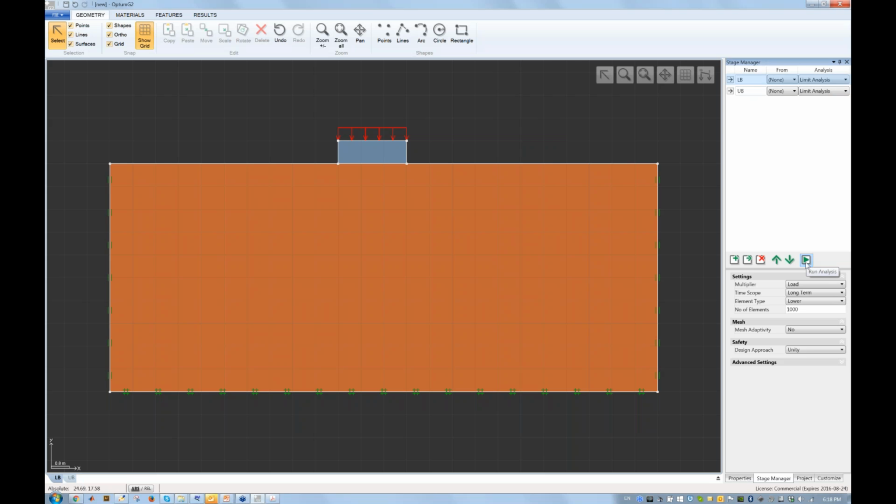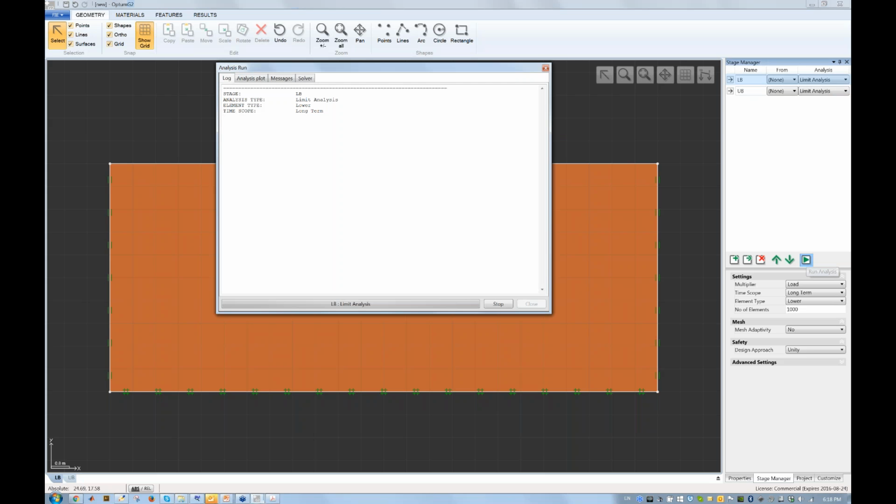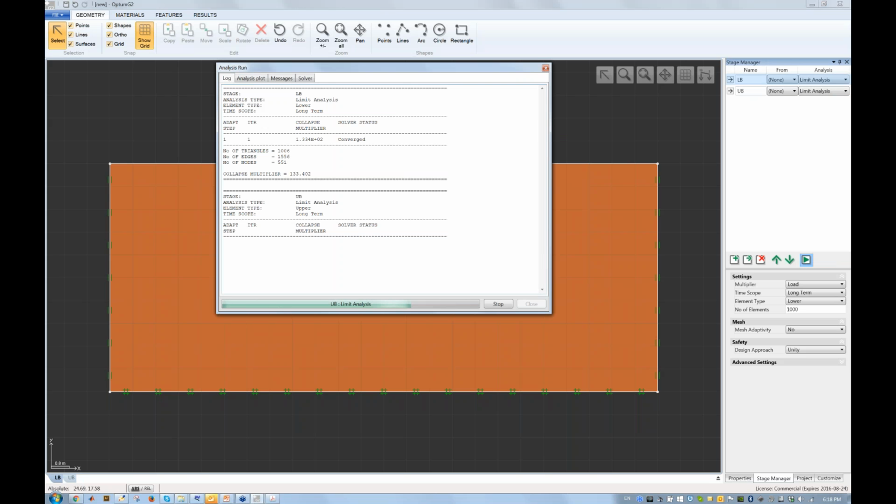And then I'm ready to run the analysis, and I click the run analysis, the play button if you like, and the results come up on the screen here. That's for the first stage, the lower bound stage, a collapse multiplier of 133.4 and an upper bound of 181. So you see a fairly good gap between these two bounds. You know the true solution is somewhere in between. You know the true bearing capacity is somewhere in between 133 and 181.